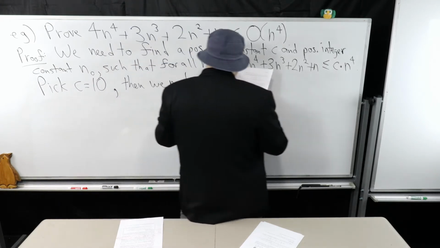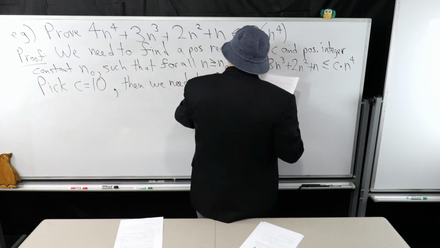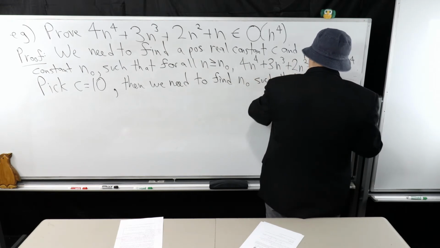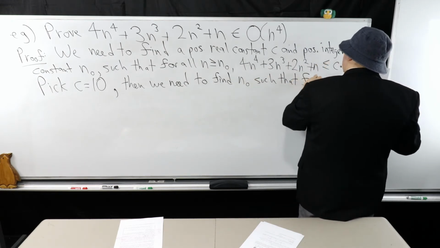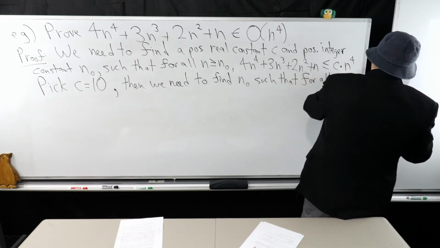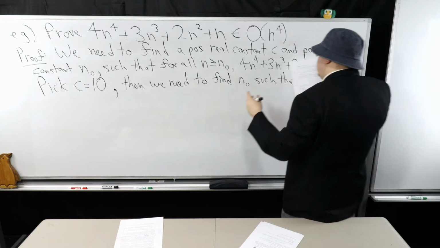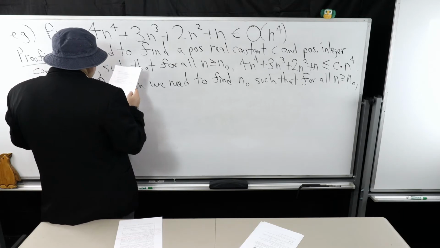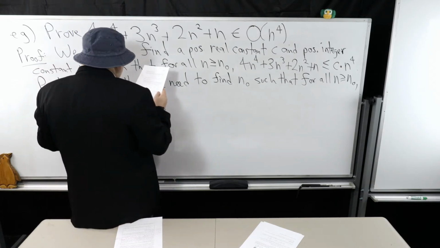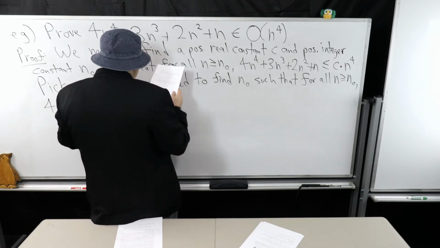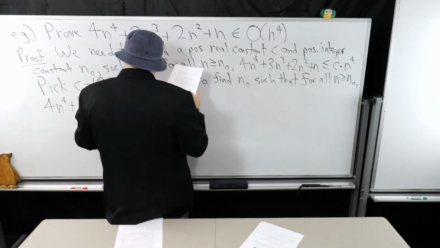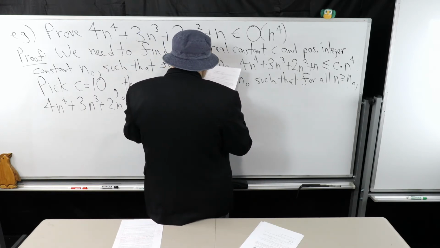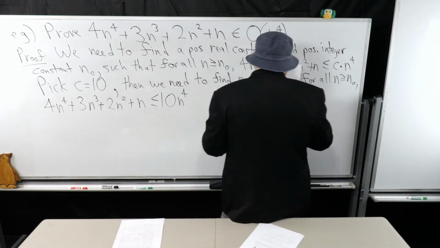Then we need to find n0 such that for all n greater or equal to n0, 4n to the power of 4 plus 3n to the power of 3 plus 2n squared plus n is less than or equal to 10 times n to the power of 4.